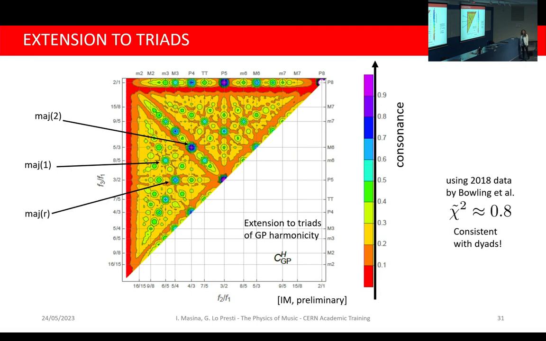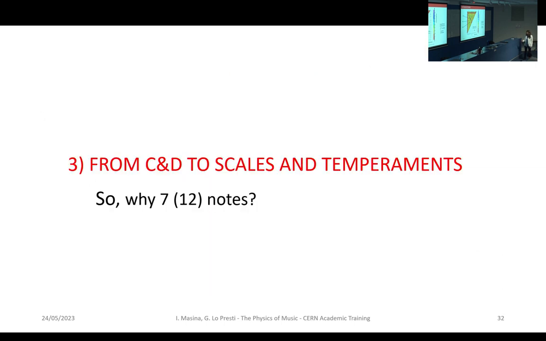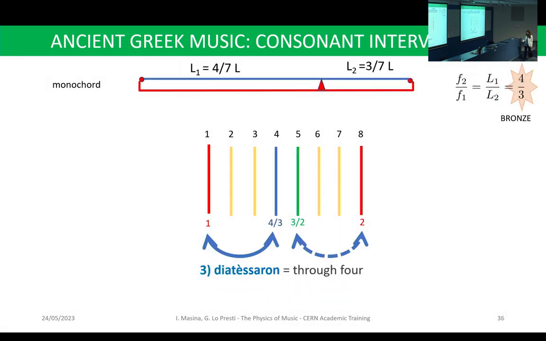Okay. Yes. What are we actually seeing here? How was this data obtained? Well, this is preliminary. This is an extension. I submitted it for review. So it is an extension to triads of the harmonicity indicators by Gill and Purves, the ones that we saw here.